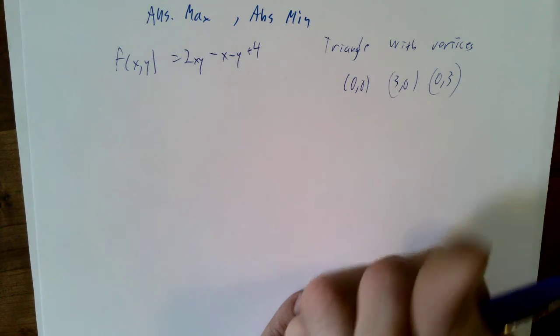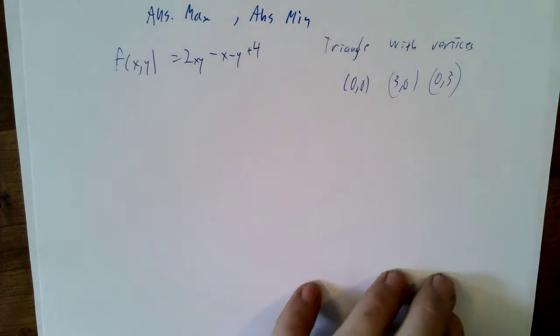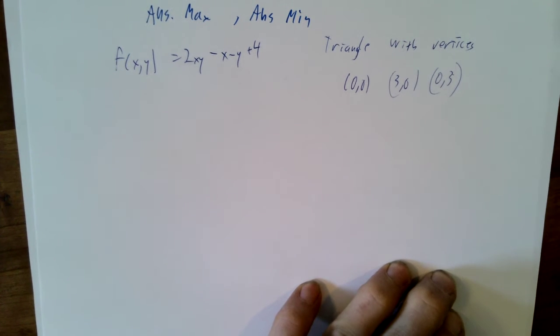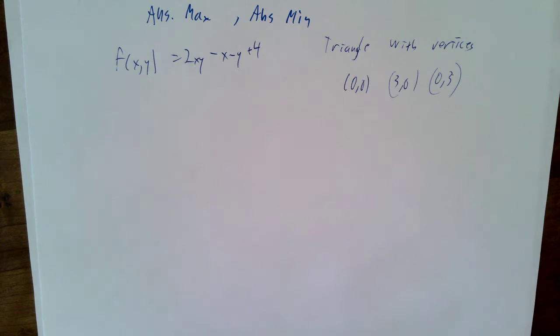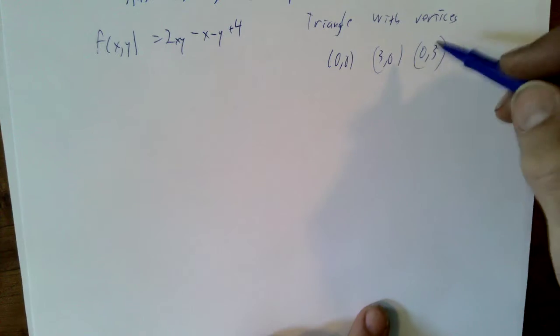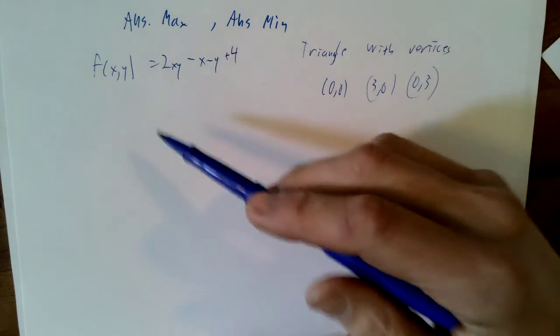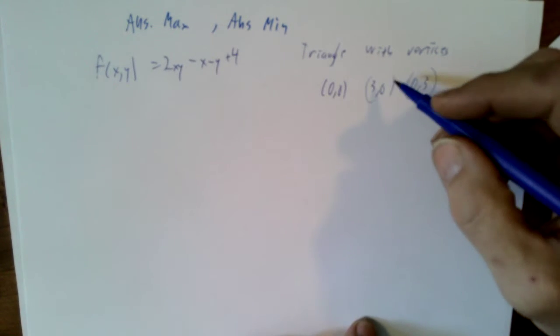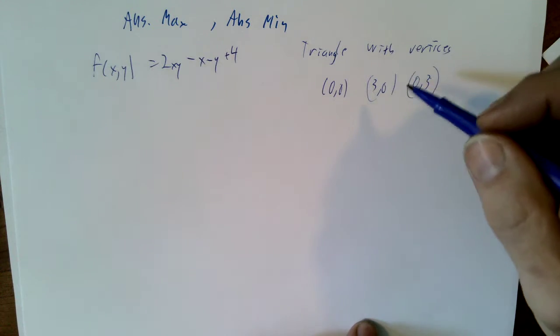Could be at the corners, could be along the boundaries, or it could be in the interior if there's a horizontal tangent plane at some point inside, if there's a critical point inside the region. So we got to see what that is. A lot of the work happens with this picture over here, and then we got to think about our partial derivatives over there for the critical point part.